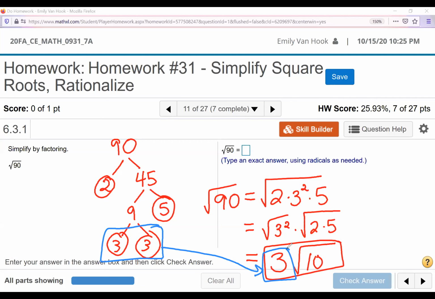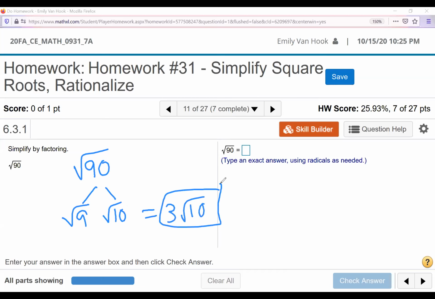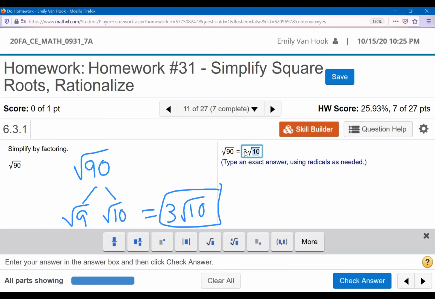So if you didn't like that or that was more confusing, then let it go. It's fine. Remember, just one more time, here's sort of the shortened version. Square root of 9 times square root of 10 is just 3 square root of 10. That's my preferred way, but I just wanted to show you an alternative way of getting it, because sometimes we can't think of the perfect square right away. Okay, good.